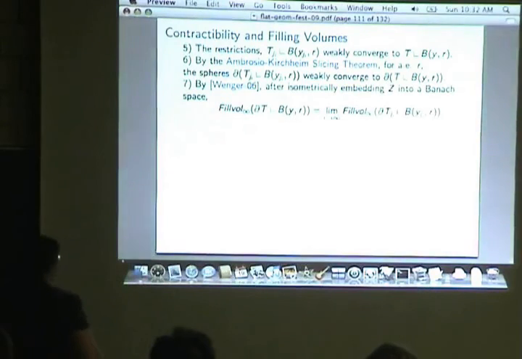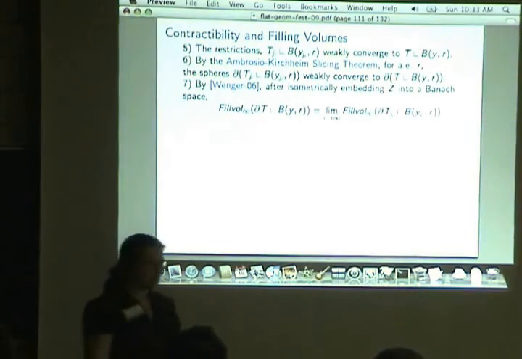And then we apply a paper of my co-author which says that the filling volumes, this is the Gromov filling volumes, converge. It's not like the mass. The mass could drop in the limit. It's only semi-continuous. The filling volumes actually converge. So filling volumes are basically like how can you fill it in, but in an intrinsic sense.